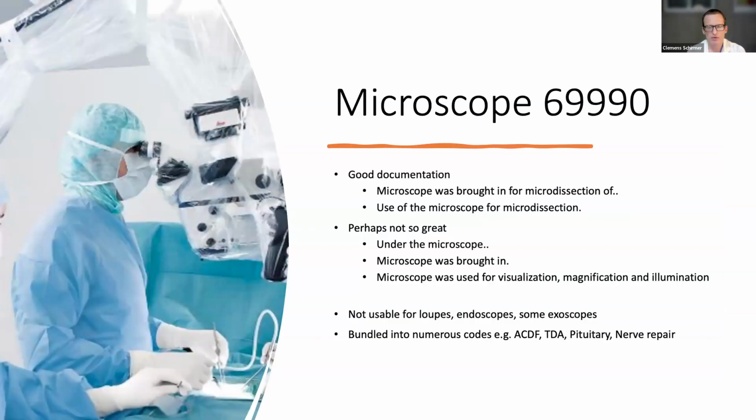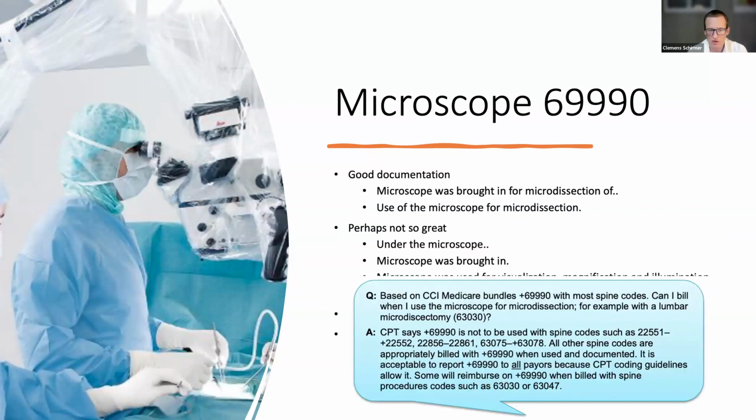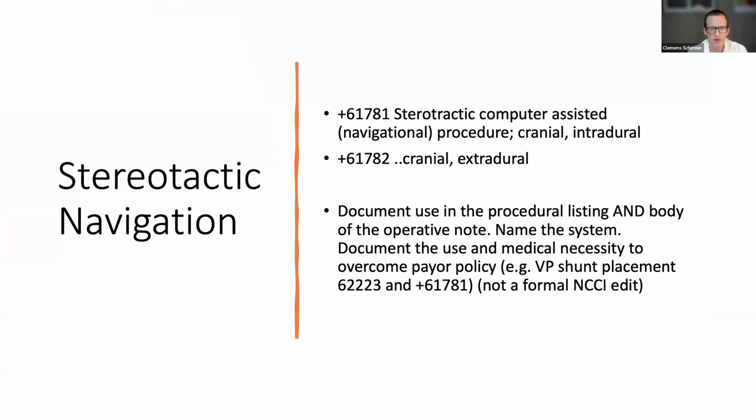If you use a microscope, good documentation, as mentioned, is to talk about microdissection, not so much about bringing it in, illumination, magnification, anything like that. And of course, unfortunately, it is bundled into a lot of the things that we do, namely things like ACDF, pituitaries, nerve repairs. So you can use it all you want, but you can't separately bill for it. You should still, however, document that you did use it, for all the other reasons that I mentioned before that documentation is really serving.